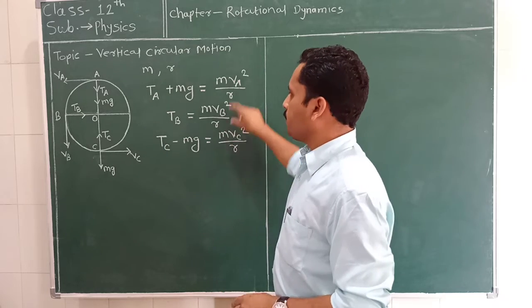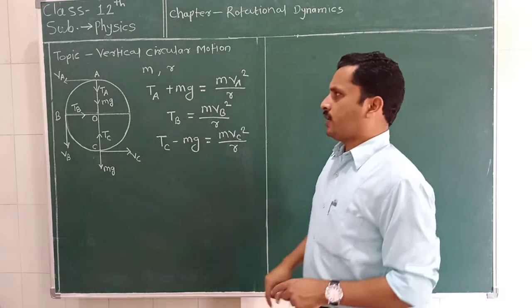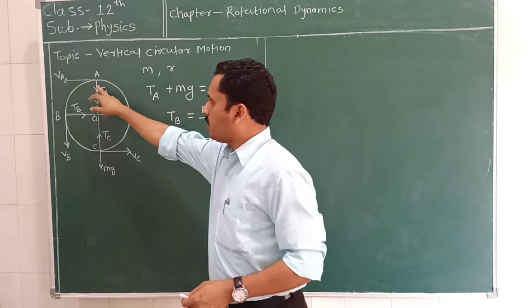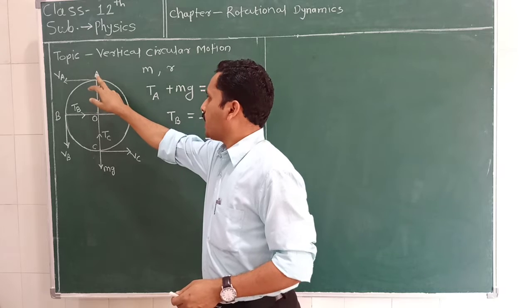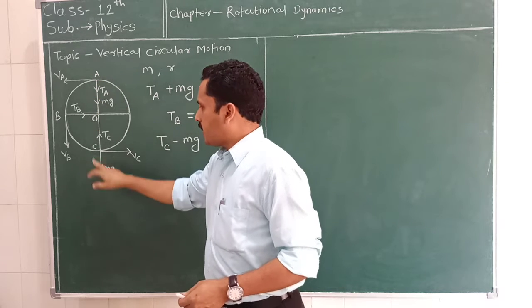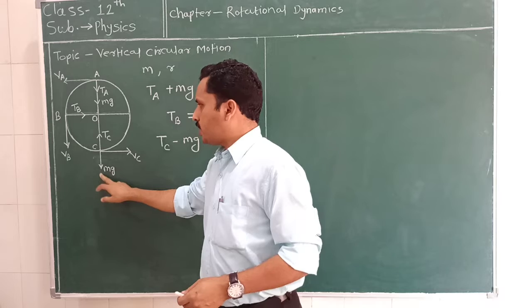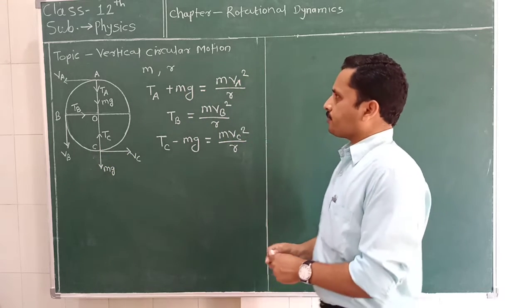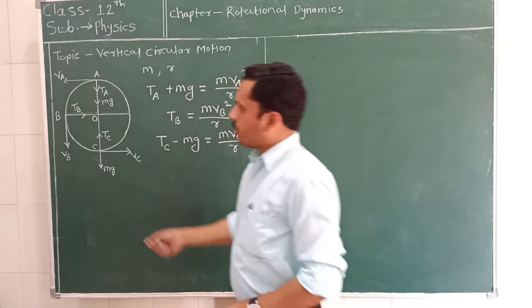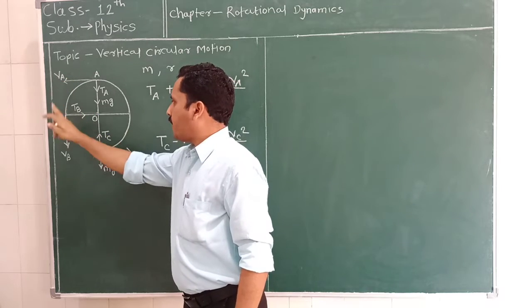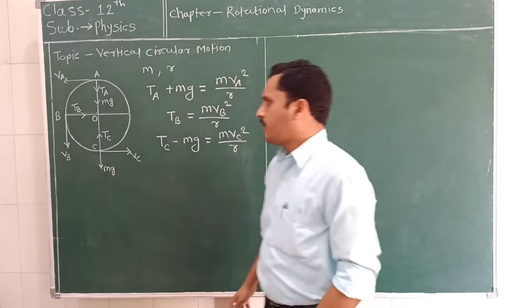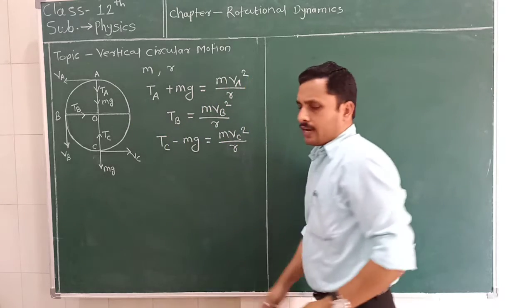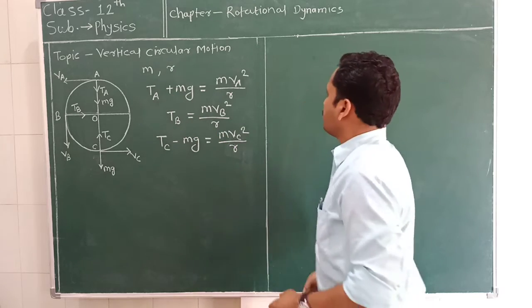From these three equations, it is clear that the tension in the string at the uppermost position is the least, and in the lower position it is the greatest. Therefore, if we have to calculate the velocity at points A, B and C respectively, then by using these three equations, we can easily calculate the velocity at three different points. How?